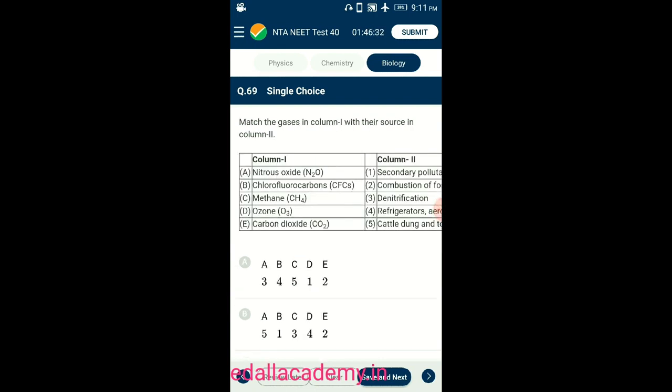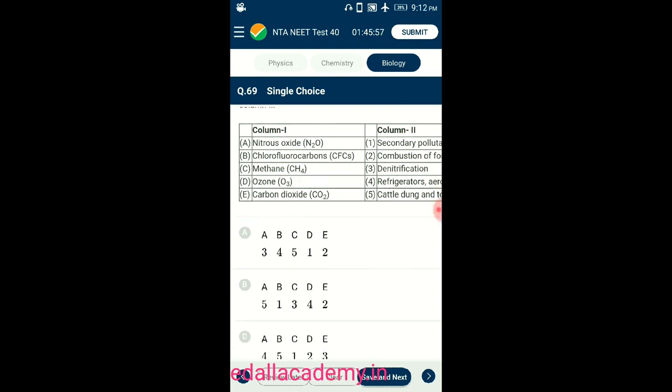Question number 69. Match the gases in column 1 with the source in column 2. Nitrous oxide, that is N2O, matches with denitrification. Chlorofluorocarbons are released from refrigerators and aerosol sprays. Methane is obtained from cattle dung and toilets. Ozone is a secondary pollutant from car exhaust. Carbon dioxide comes from combustion of fossil fuels, wood, etc. So the correctly matching one is option A.